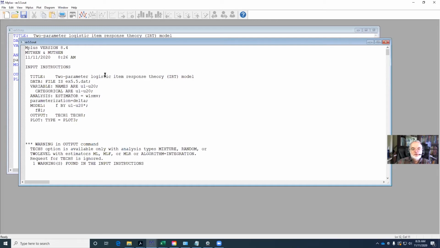Those are all kind of technical things. What I want you to hopefully happily notice down here is this is all the factor model is. Item response theory is saying I have a latent factor here, and that factor has as indicators 20, in this case, binary variables, and the factor variance is 1.